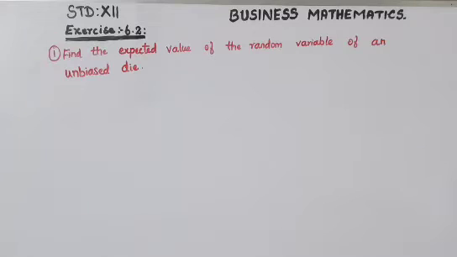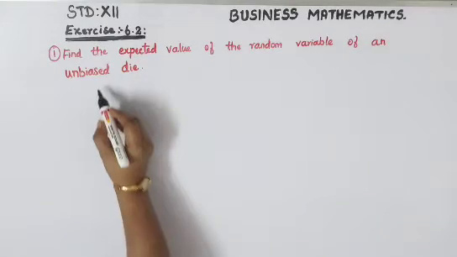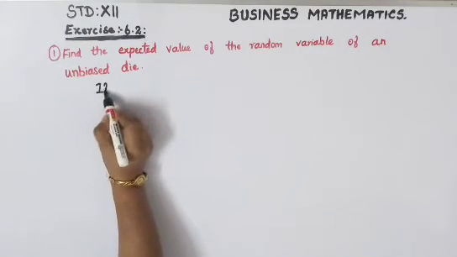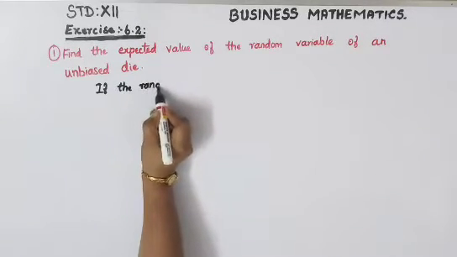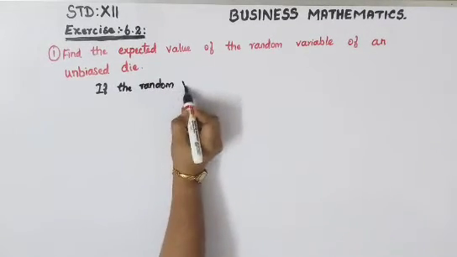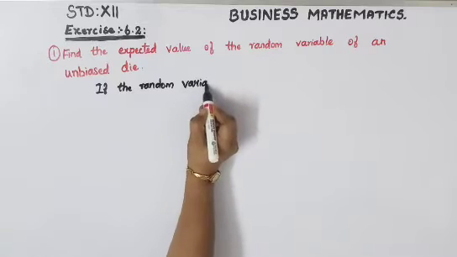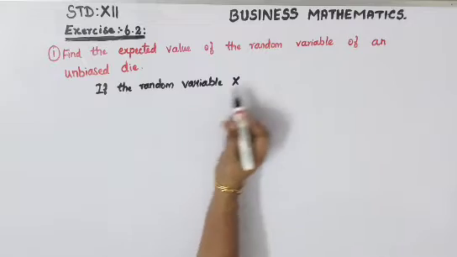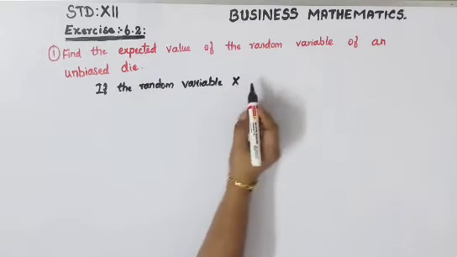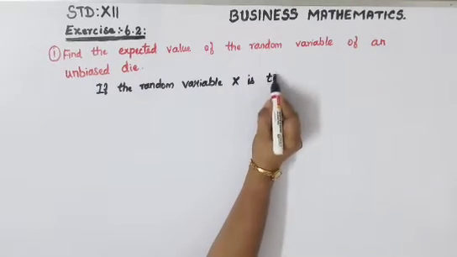Standard 12th Business Mathematics, Exercise 6.2. First question: find the expected value of the random variable of an unbiased die. So first we'll declare the random variable. They have given the random variable, so we'll declare that it is X.